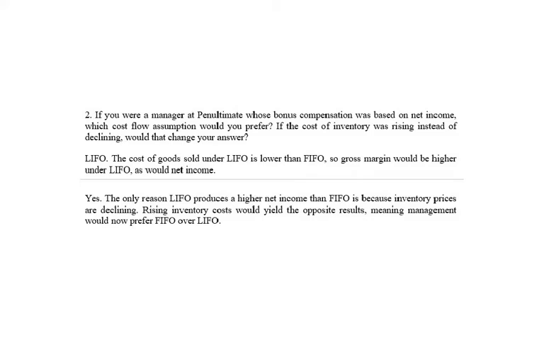Okay, should be the final installment of the homework 5 set, again, parts 2, 3, and 4. Okay, I already alluded to what was going on in 2 here. So again, if you're a manager at Penultimate whose bonus compensation was based on net income, which cost flow assumption would you prefer? Okay, so what did we already analyze? We said, well, we'd go with LIFO because why? Because the cost of goods sold on a LIFO was lower than first in, first out.